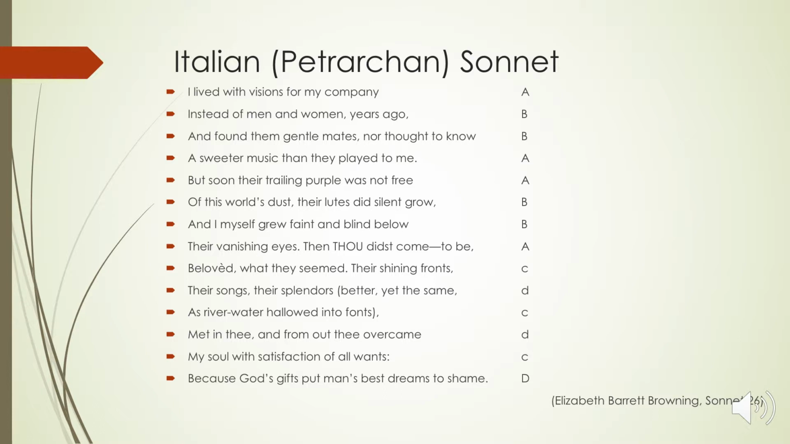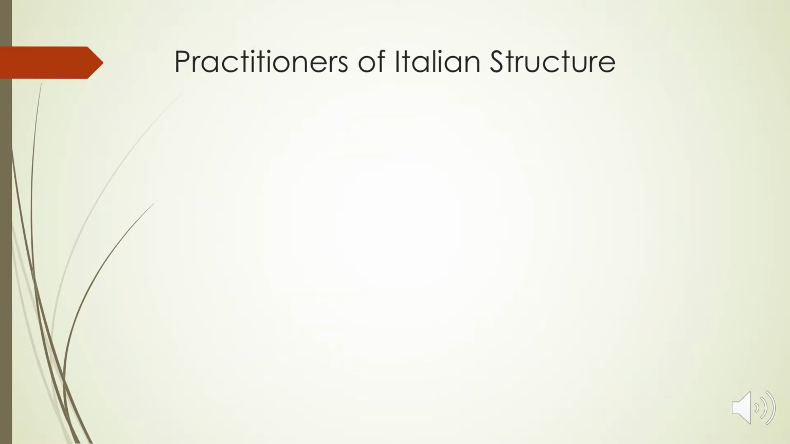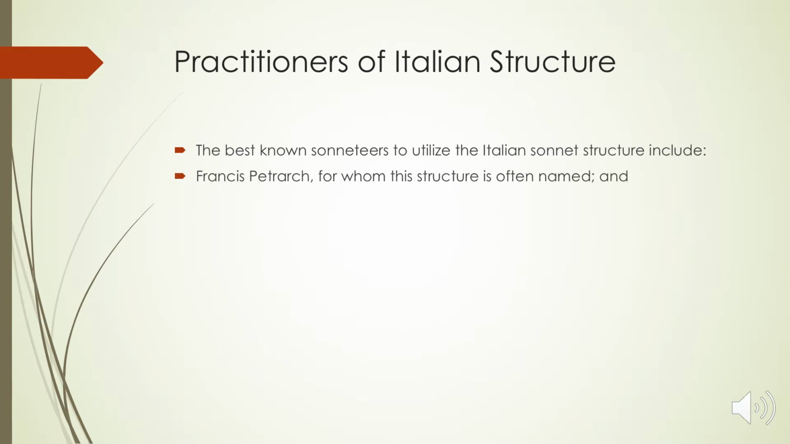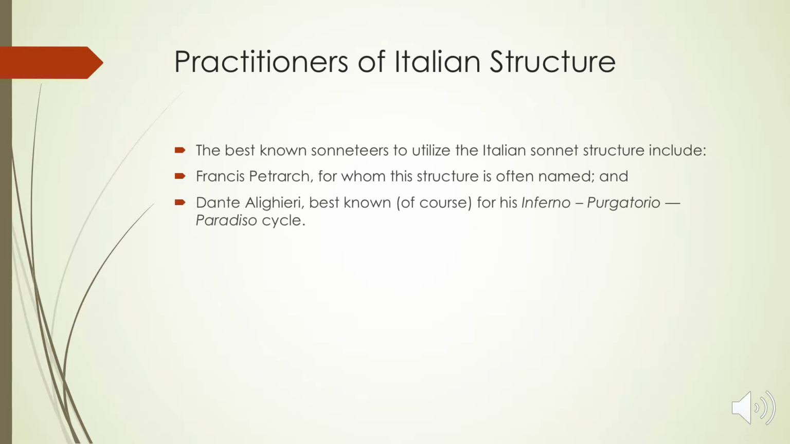So, although Elizabeth Barrett Browning was an English poet and sonneteer, she tended to write in the Italian or Petrarchan style of sonnet. The best-known sonneteers to utilize the Italian sonnet structure include, among them, Elizabeth Barrett Browning, as we just saw, Francis Petrarch, for whom the structure is often named, and Dante Alighieri, who's best known, of course, for his Inferno, Purgatorio, Paradiso cycle.